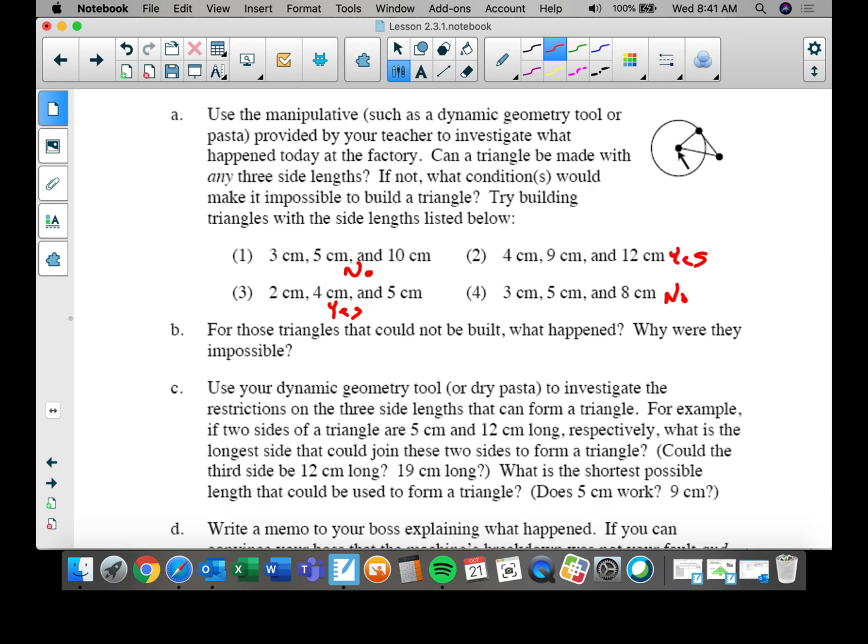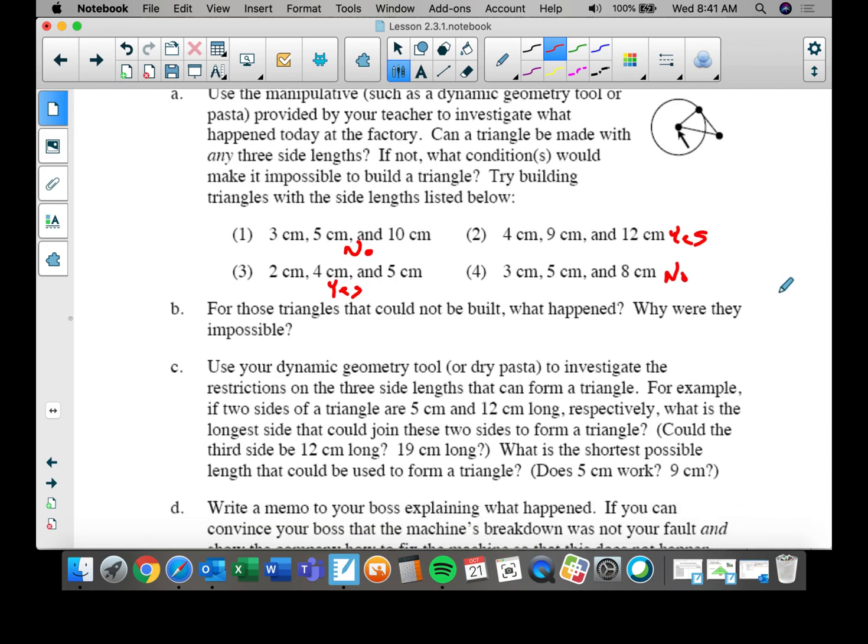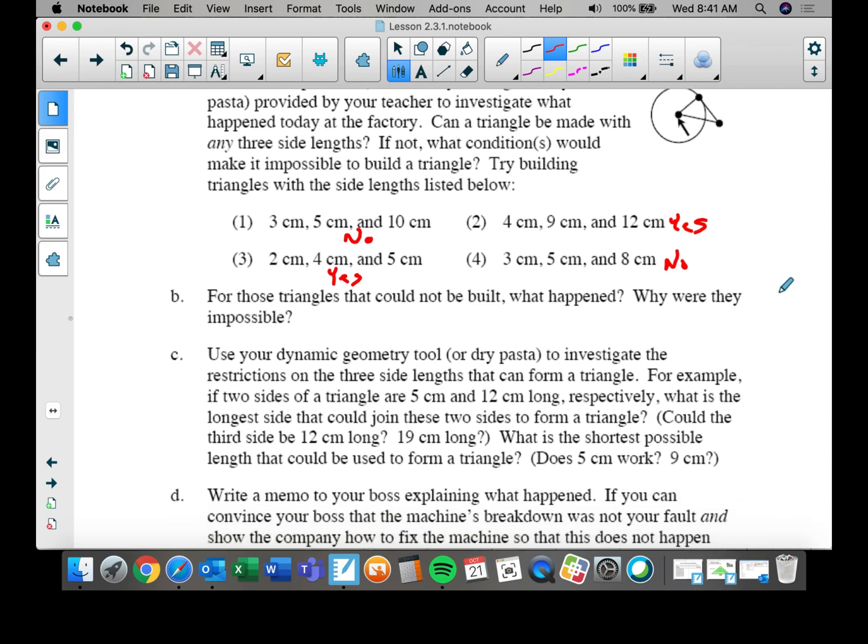So if you notice here in part B, now we want to take a look back and say, all right, for those ones that could not be built, what happened? Why did that not work? And why did the ones work for numbers like 2 and 3? Why did those make triangles, whereas numbers 1 and 4 did not? My hope, as we were working our way through this, is that you came up with the idea that the sum of the 2 shortest side lengths must be larger. Let me put this one down.